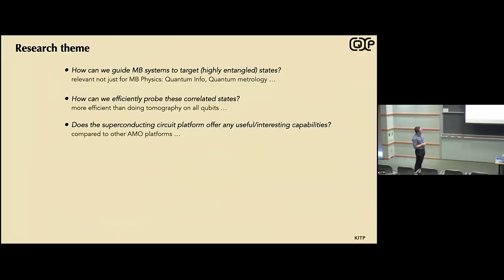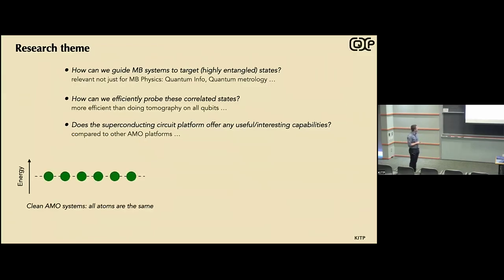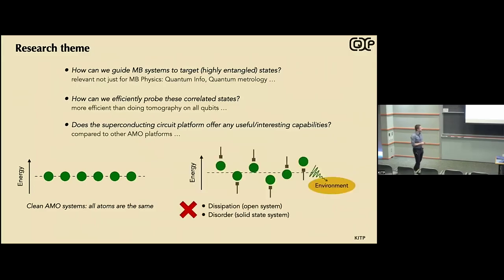One other important question we try to ask is, does the superconducting circuit platform offer any useful or interesting capabilities in comparison to other AMO platforms? I always like to show this honest cartoon because, in most AMO platforms, you have this clean system where all the atoms are the same. And as much as we try to fabricate all of our nanometer-scale Josephson junctions to have the same size, we really just have a macroscopic circuit where all our atoms are not the same, all our junctions are not the same. So we have to deal with this disordered solid-state system.